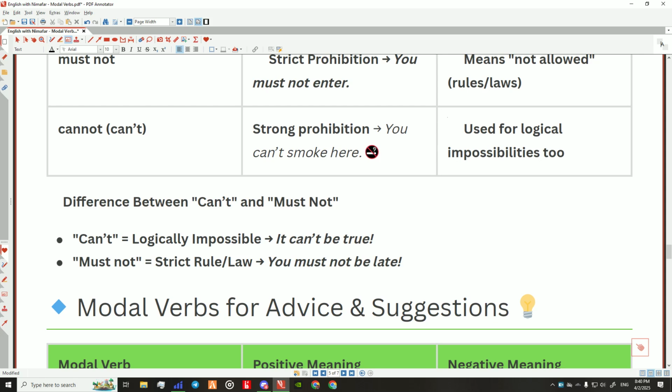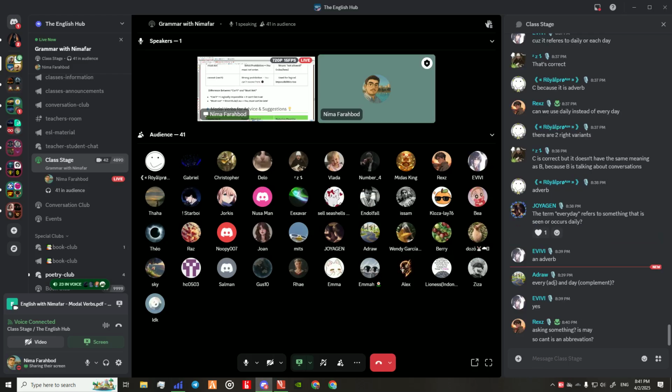Differences between can't and must not. We said can't is like logically impossible. It can't be true, for example. But must not is like rules, law, a strict rule or law. You must not be late. There will be some consequences for you. Every adjective and day complement, we can say like this: every day.